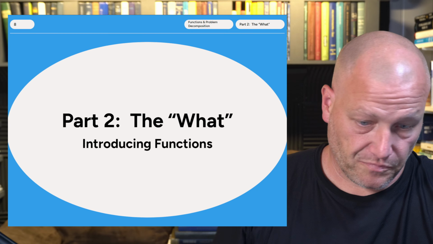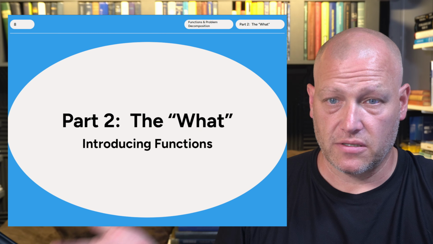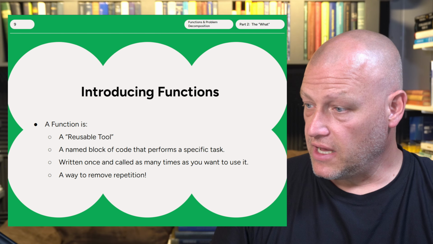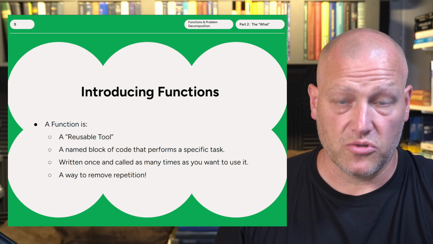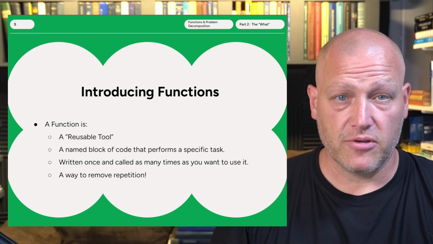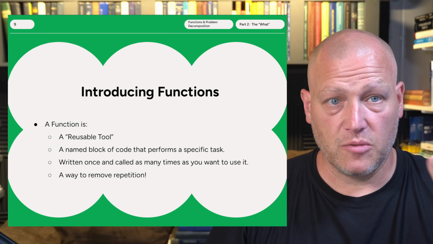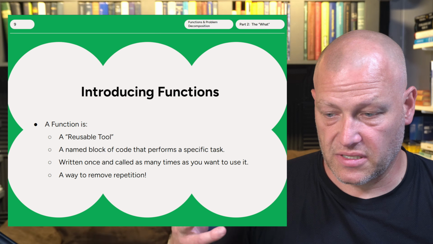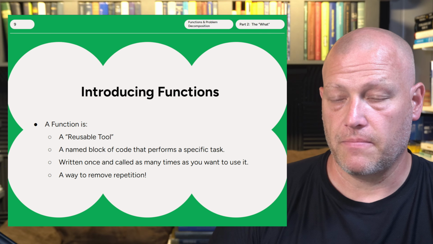All right, so that was the why. Why are we doing this? Now we're going to talk about the what. How are we actually going to do this? We're going to do this using something called a function. All right, so a function has a couple of key traits associated with it. First off, it's one of these reusable tools that we've been talking about. It's a block of code that has a name associated with it so that you can call it. And it's intended to perform a specific task. And that task is set up in what's called the function's definition. So we'll talk about how to create a function definition here in a second.